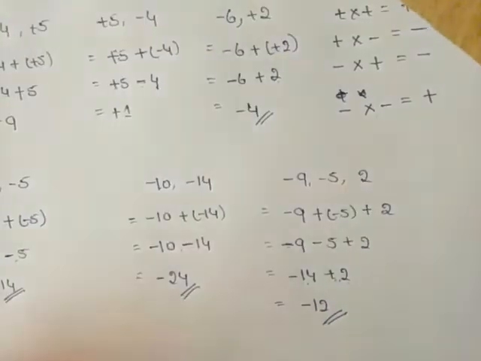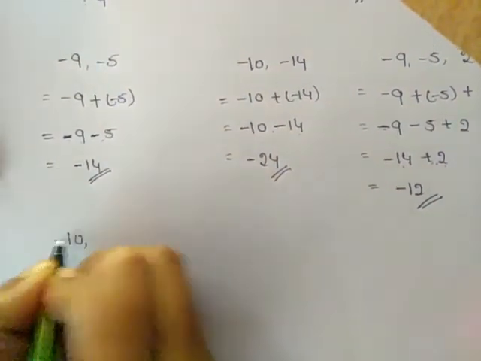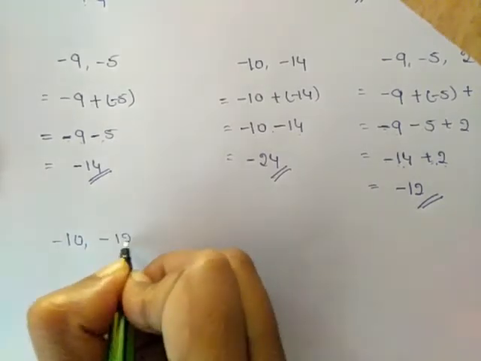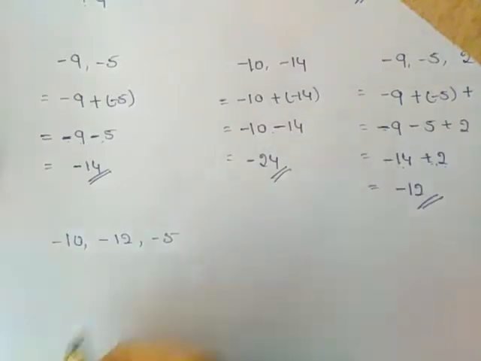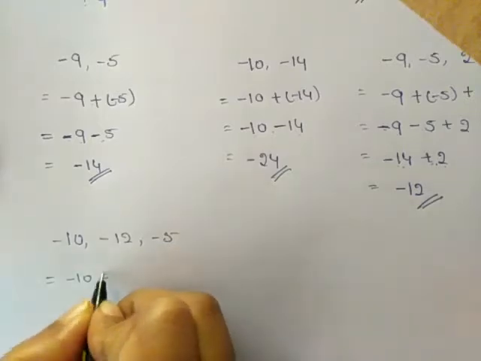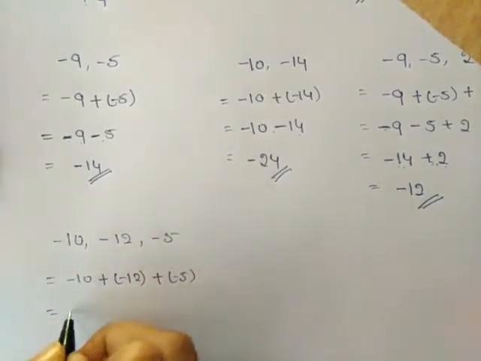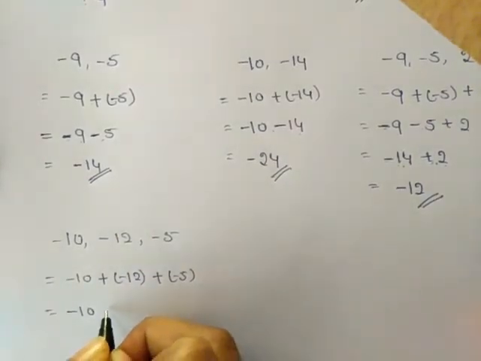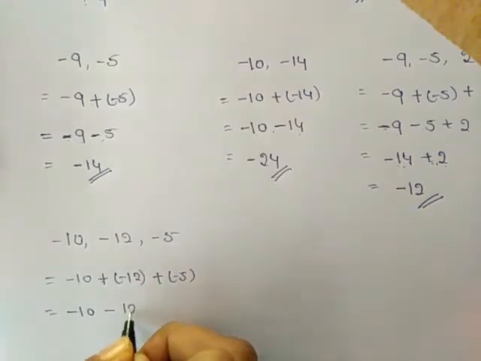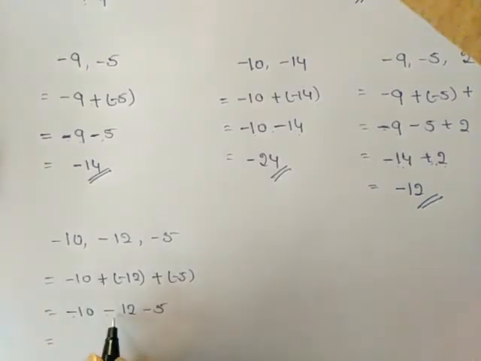Next we'll see one more example. Minus 10, minus 12 and minus 5. We'll add these three numbers, that is equals to minus 10 plus minus 12 plus minus 5. Okay, then we'll keep this minus 10 as it is, then plus into minus, minus 12 plus into minus, minus 5. These two having like signs, or also you can consider these two numbers here. First we'll consider these two numbers.